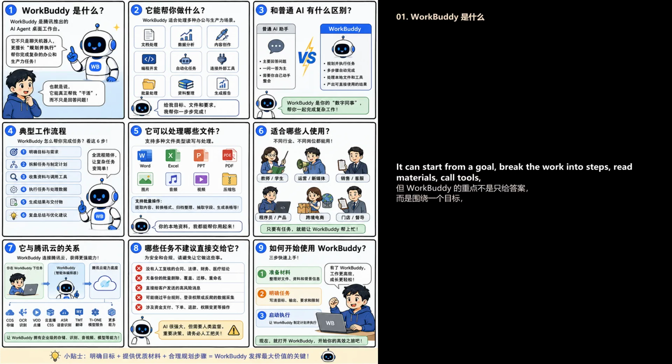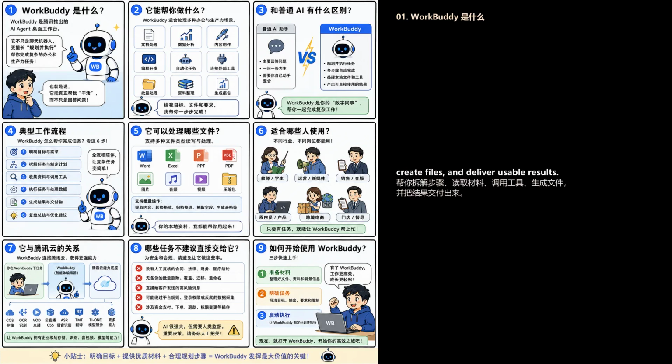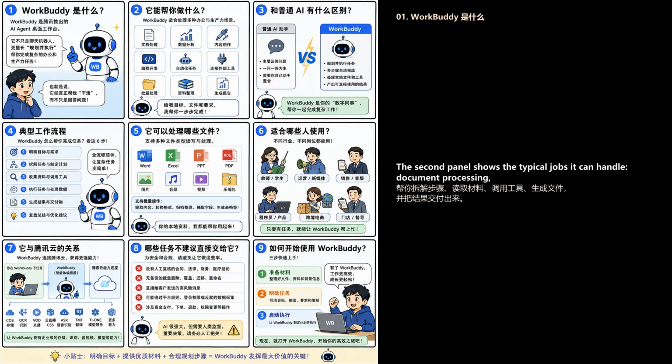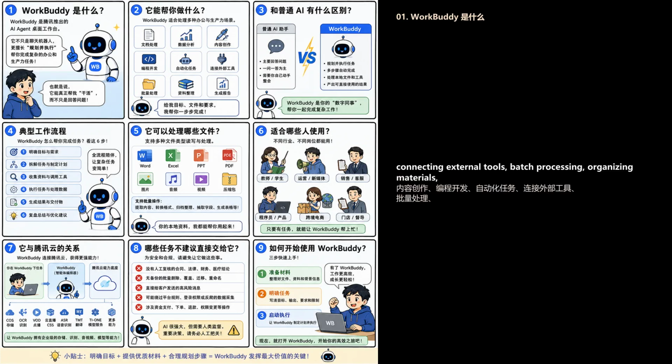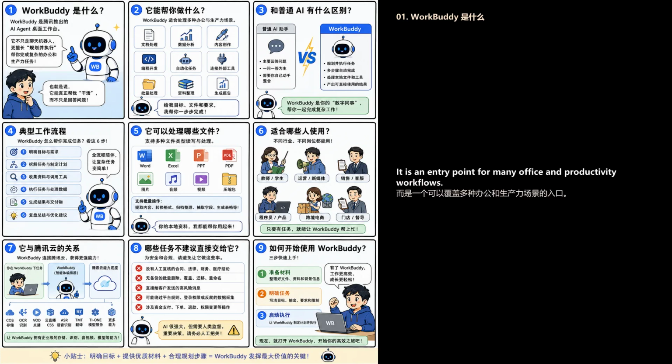and deliver usable results. The second panel shows the typical jobs it can handle. Document processing, segment analysis, view creation, programming, automation, connecting external tools, batch processing, organizing materials, and generating reports. In other words, it is not a single-purpose tool. It is an entry point for many office and productivity workflows. The third panel is the key point of this page.